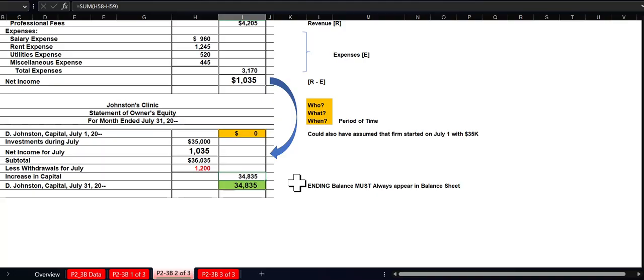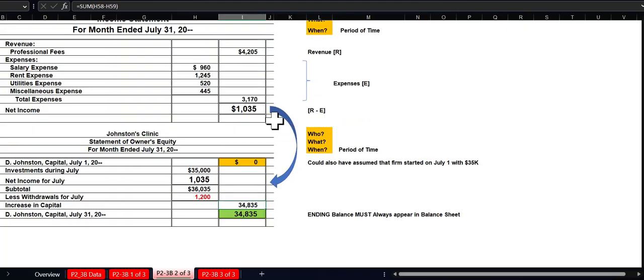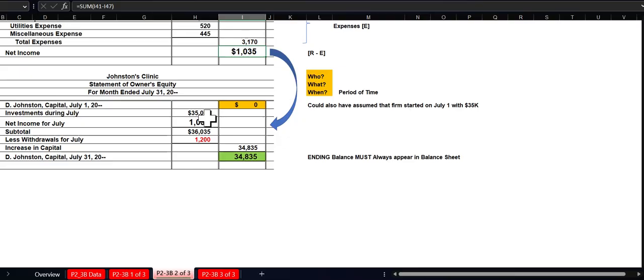So please note that what really will ultimately increase the equity of the owner of a business is revenue, and what decreases it are the expenses. And of course, if you have more revenue than expenses, it means that you have a profit, and so that profit is going to add to the investment made by the owner.